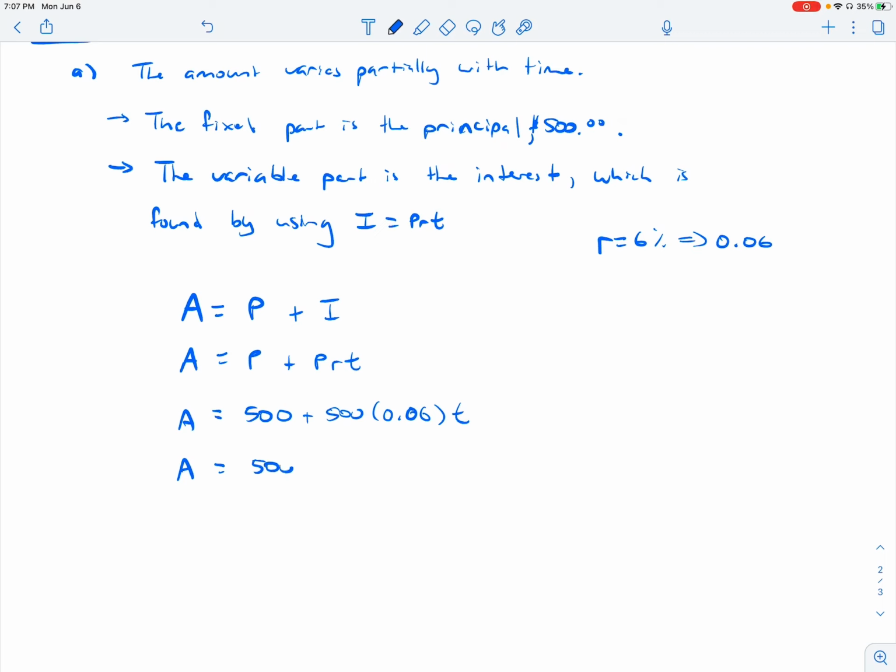We're going to write 500. We're just going to clean it up. 500 times 0.06 is going to work out to 30. So this is my linear equation.